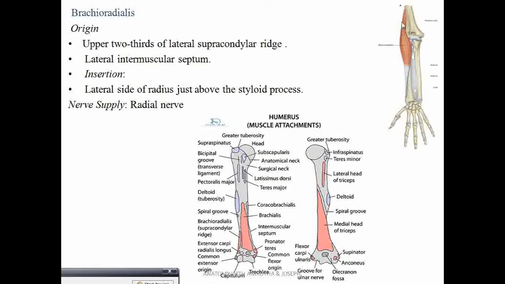Brachioradialis originates from the upper 2/3 of the lateral supracondylar ridge of the humerus and the lateral intermuscular septum, the intermuscular septum of the arm. Insertion, lateral side of the radius just above the styloid process. Nerve supply is the radial nerve. Origin of brachioradialis is from the lateral supracondylar ridge, upper 2/3.